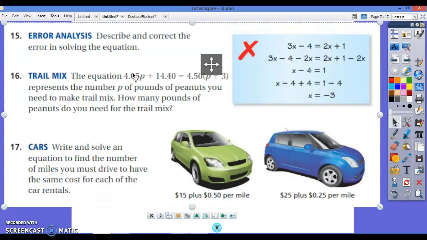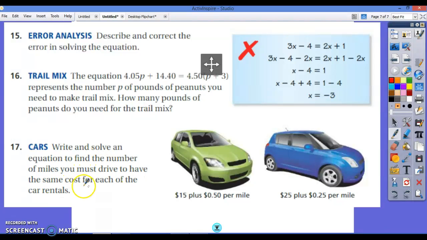All right, for number 17, you're thinking of how you can write and solve an equation to find the number of miles you must drive to have the same cost for each car rental. Well, you already have this. You have what both of them are, the cost of both. This one is $15 plus 50 cents per mile, and this one is 25 plus 25 cents per mile. So if you want to work with this, think about what's going to be changing. Think about what your variable is going to be.